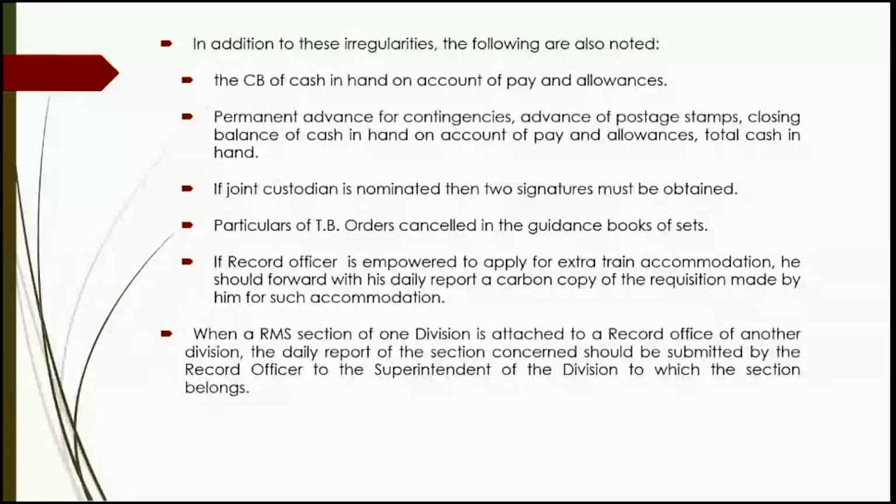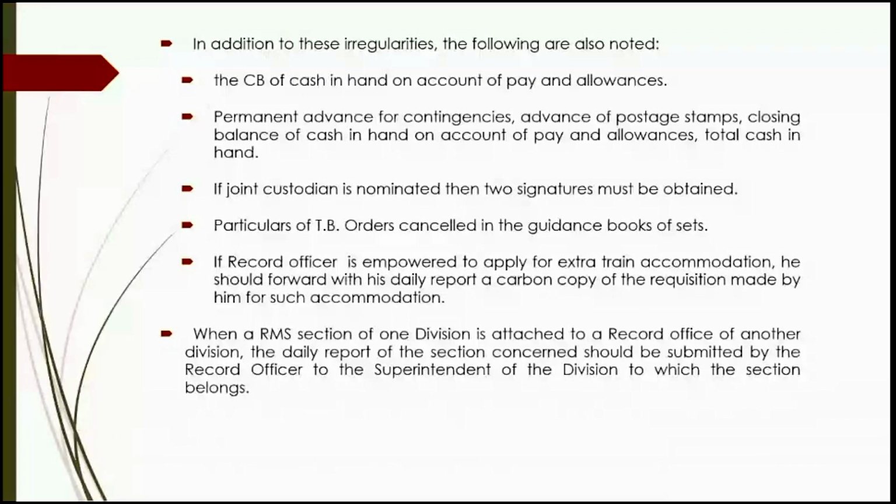If there is a joint custodian, then naturally he also has to sign it. If a TB order is concerned regarding the tour of a higher officer, after the tour is completed or if there is a sudden cancellation of the TB order, those particulars are also noted down in the guidance book. If train accommodation is required in extra to the normal one, that will also be recorded and applied in his daily report and sent to the superintendent.